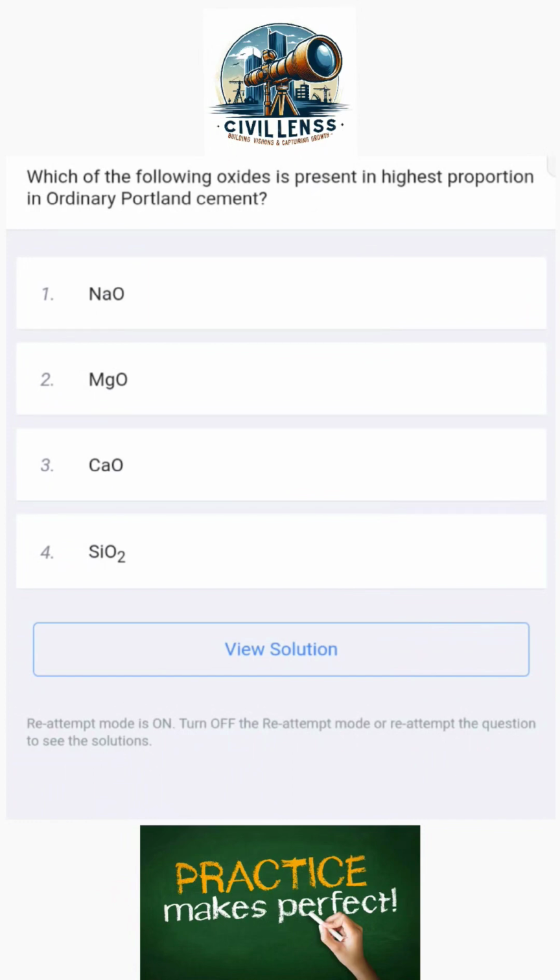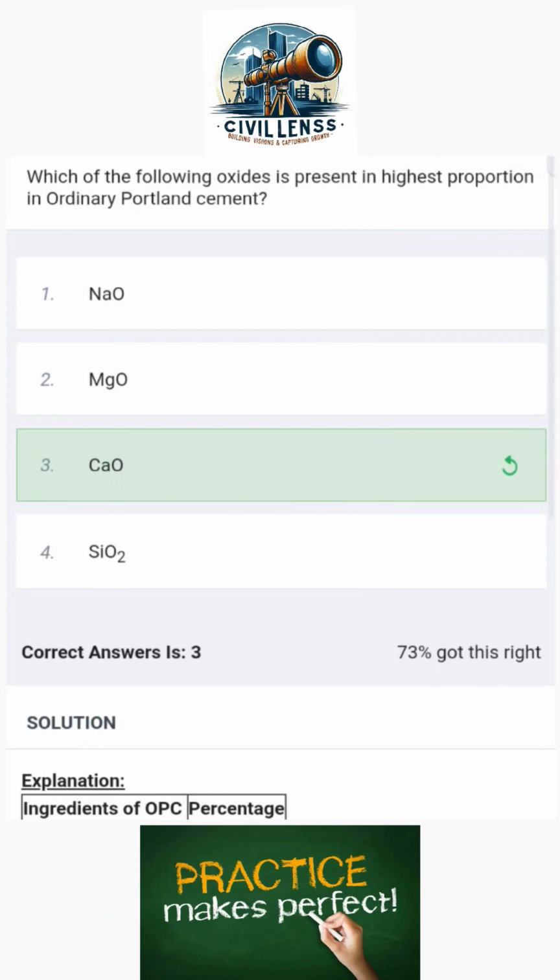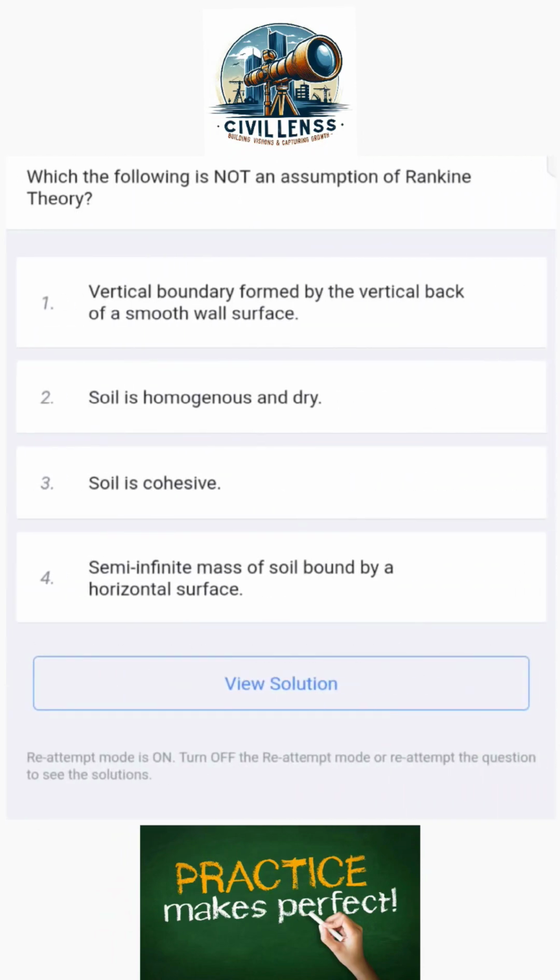Next, which of the following oxides is present in highest proportion in ordinary Portland cement? It is lime, CaO, calcium oxide. Next, which of the following is not an assumption of Rankine's theory? Vertical boundary formed by the vertical back of a smooth wall surface. Soil is homogeneous and dry. Soil is cohesive. Semi-infinite mass of soil bound by a horizontal surface. So it is not an assumption; the soil is cohesionless.